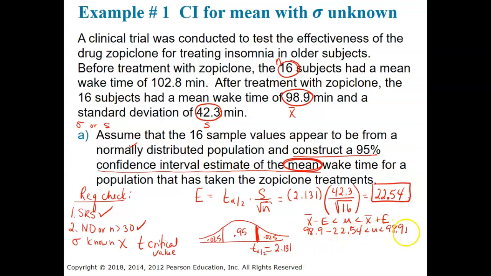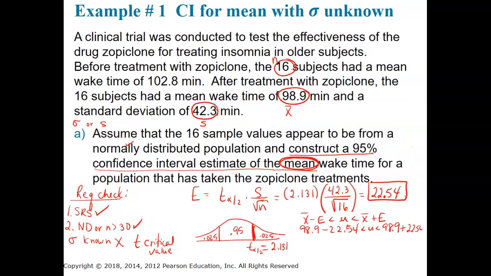So when I simplify this part, I'm going to get 76.4. And then when I simplify this part over here, I'm going to get 121.4. I want to round it to one decimal place because that's how many decimal places my mean was given to. And so I'm going to round that to one decimal place. So this would be my answer here for this.